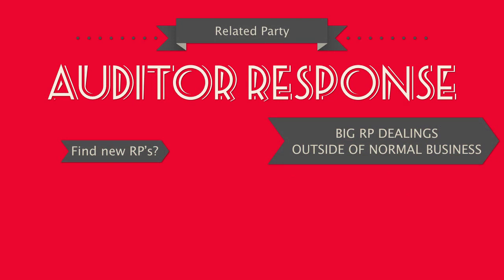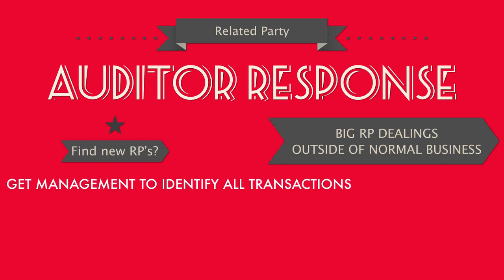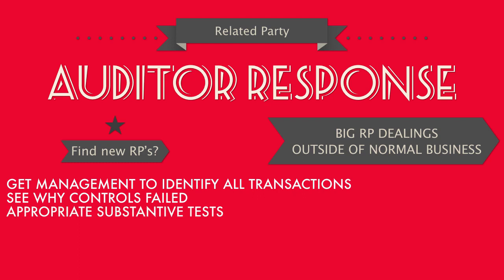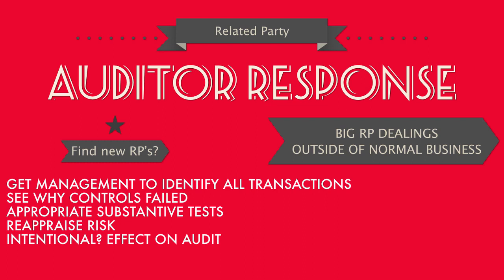What if we find new related parties that we haven't been told about? Well, first of all, we get the management to identify all transactions with this new related party because they need disclosing properly. Then we need to ask them, look, why have these controls failed? Is it just error or is it fraud? We need to do appropriate substantive tests then to try and give us more evidence, and then reappraise the risk that there may be more related parties that we don't know about. And if we think it was intentional, then we have to think of the effect on the audit as a whole and the riskiness of the audit as a whole, because all the management representations can no longer be relied upon.